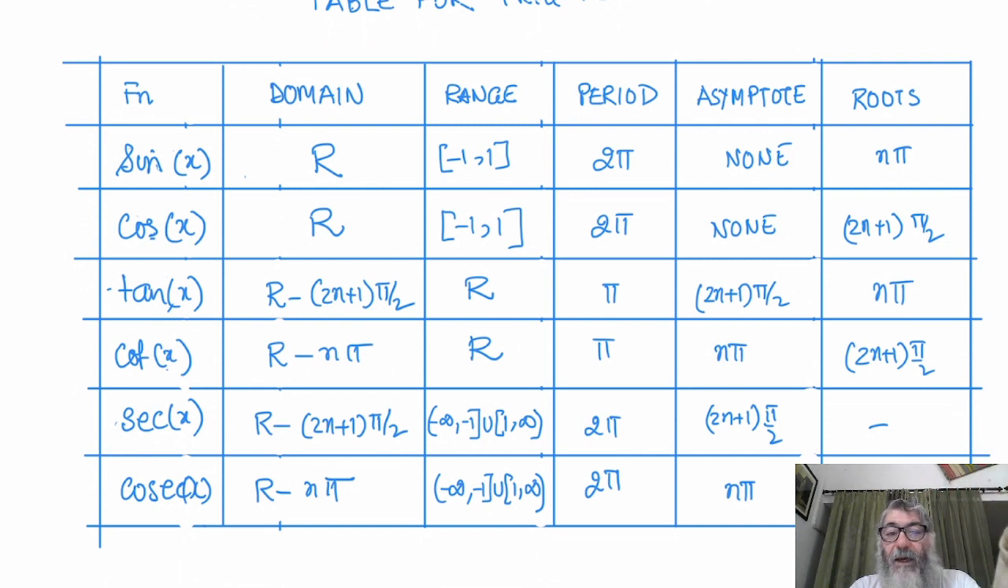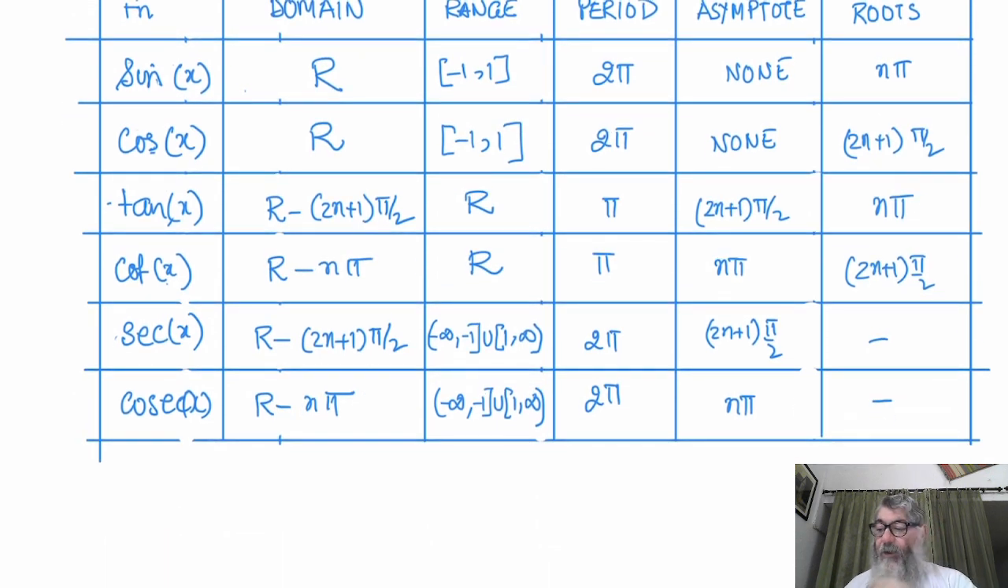Cosec is 1 upon sine. So what is the domain of cosec? It is R minus n pi, the same as the domain of cot. The range of course is the same as sec, and period is 2 pi, and of course asymptote is n pi and roots none.